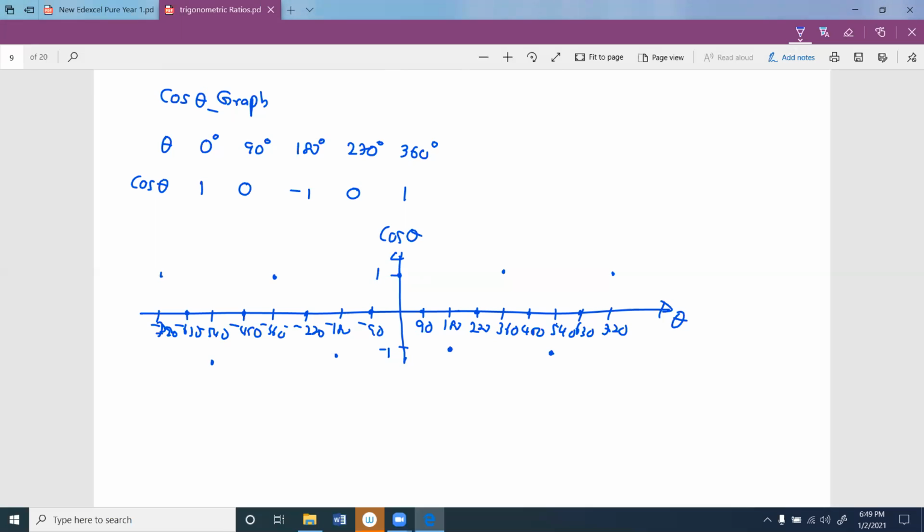So if you draw this, you can see a graph like this. Like that you can draw a cos theta graph, with the maximum value of +1 and the minimum value of -1 being the graph for cos theta.